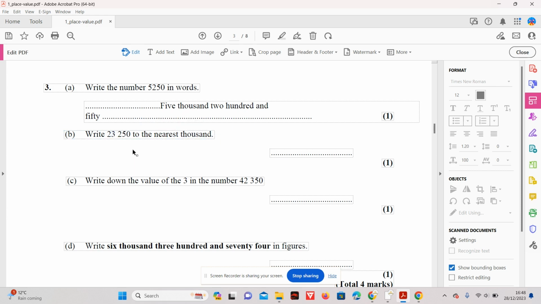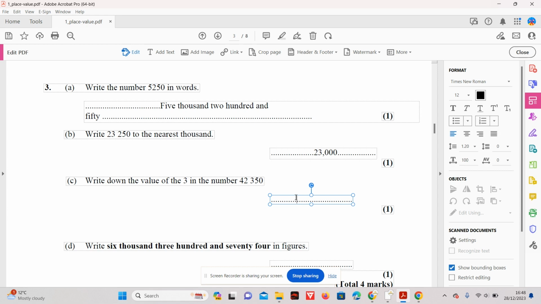So it's 23,250. And because it's a 2, we know the rule, we round down. So our number will become 23,000. So we write that like this with 3 zeros at the end. 23,000. Job done.